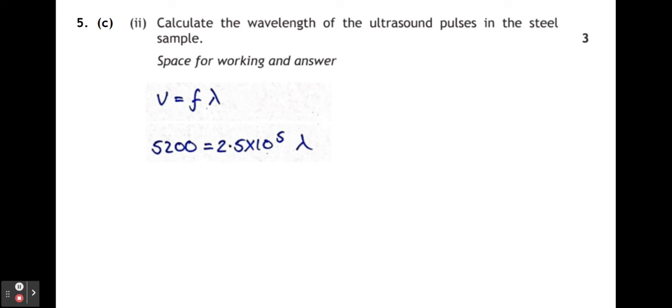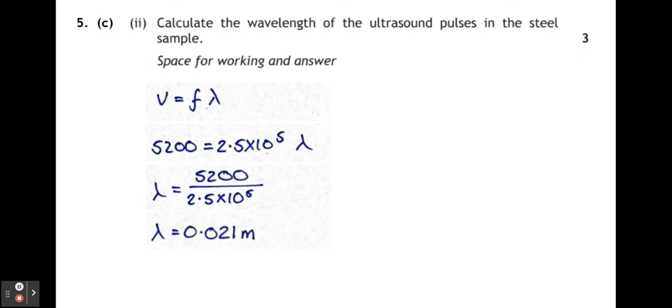Start by writing the formula from the formula sheet, v equals f times lambda. Speed is 5,200, as we were told earlier in the question. Frequency, 2.5 times 10 to the power 5 hertz, as we showed in the previous question. Lambda is the wavelength that we're trying to calculate. So, lambda is 5,200 divided by 2.5 times 10 to the power 5, which is 0.021 meters.